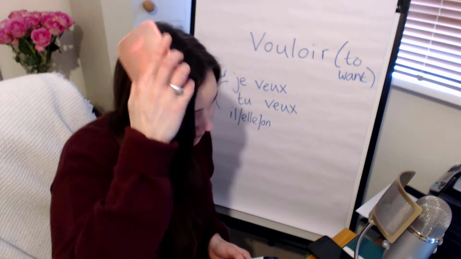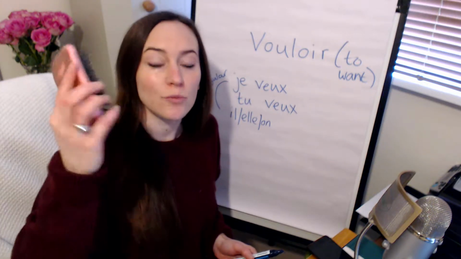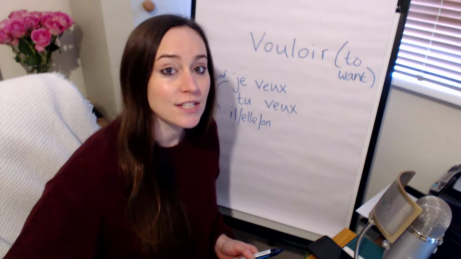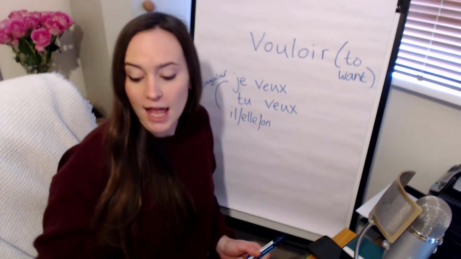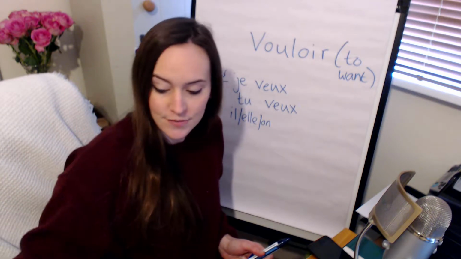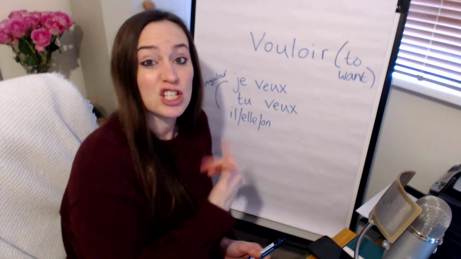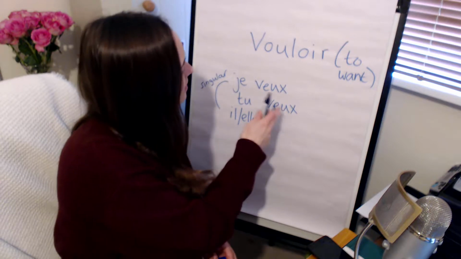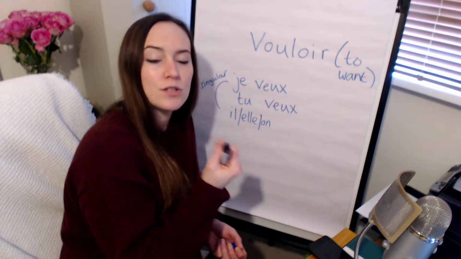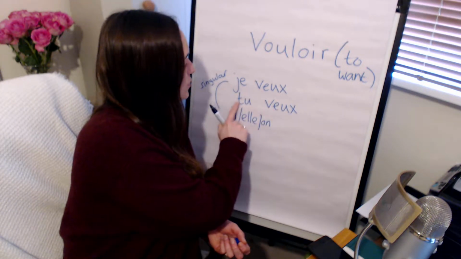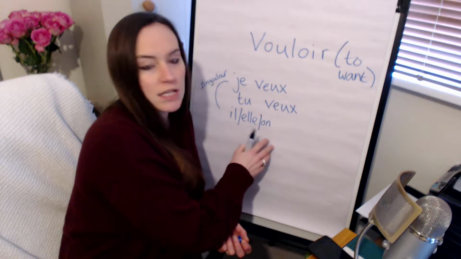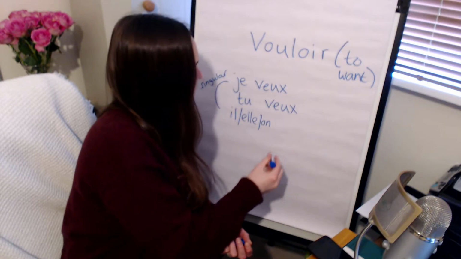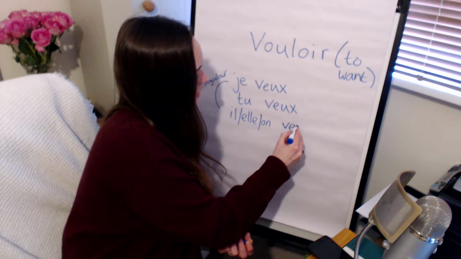La brosse. Okay, the brush. La brosse. It's a feminine noun. Elle est rose. So the brush is pink. She is pink. So let's get back to conjugating this verb to want. So I want, je veux. You want, tu veux. He, she, one wants. So that's written like this.